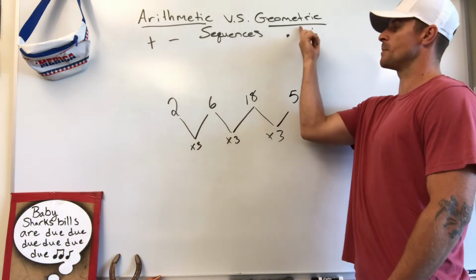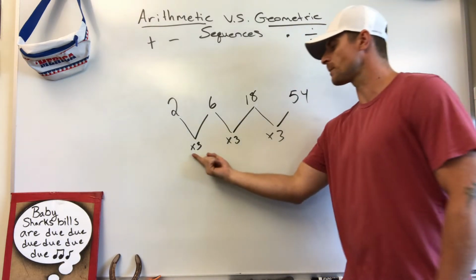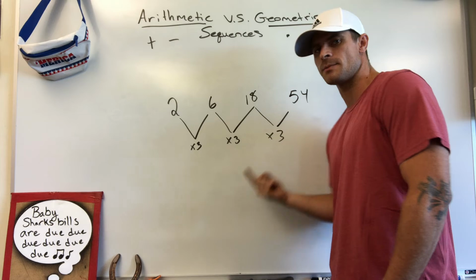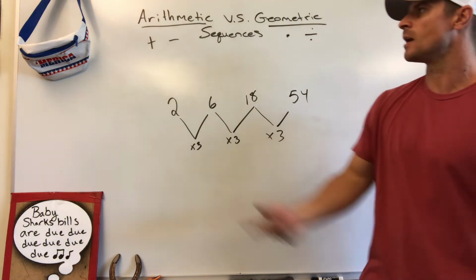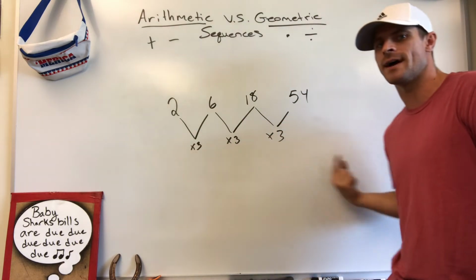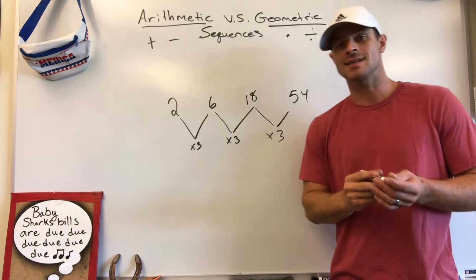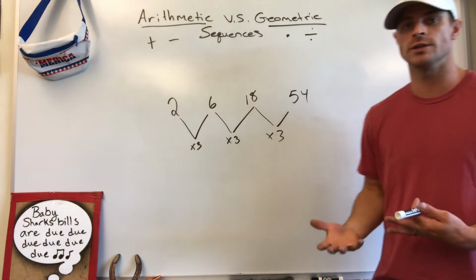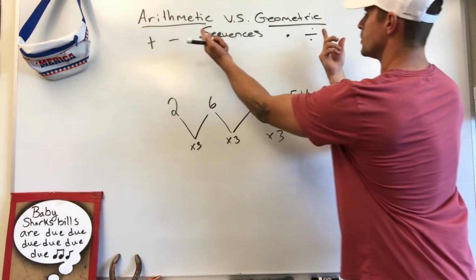That right there is a geometric because we are multiplying the same value each time between my numbers and my values. Arithmetic, meaning we're going to be adding and subtracting between each and every value on a sequence. Hopefully that makes sense and gives you a strong understanding of what you're going to be going into when you get to this point in your algebra course.